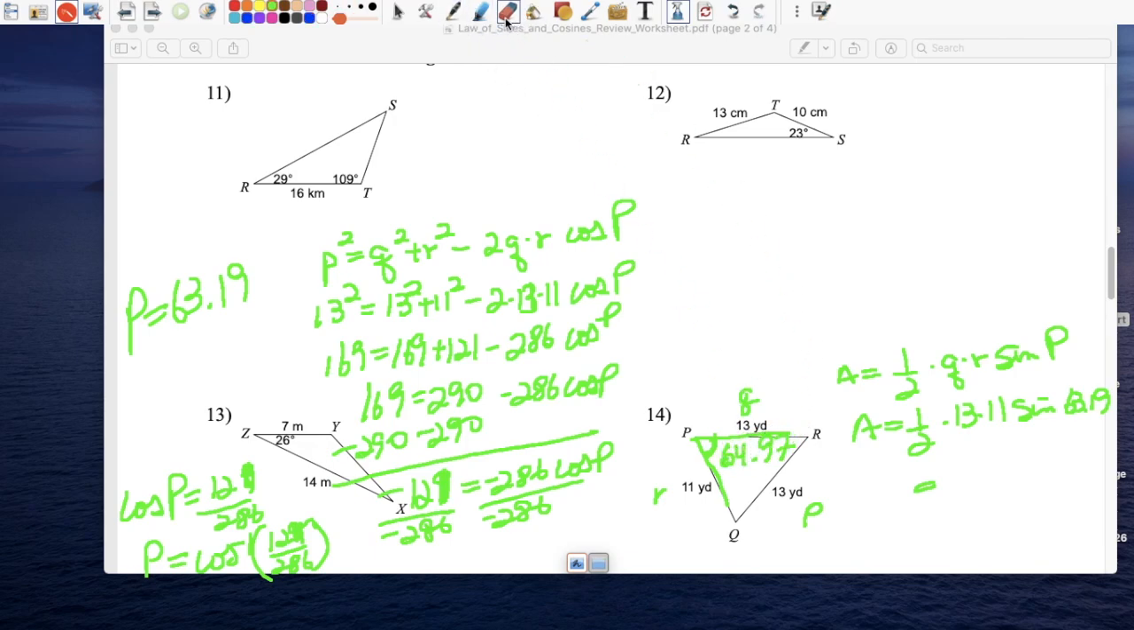So I'm going to replace this with 64.97. Try that again. 0.5 times 13 times 11 times sine of 64.97. Drum roll please, and there's our correct answer. So area equals 64.79, which on your answer sheet rounds out to 64.8. Okay. All right. A little bit of work.